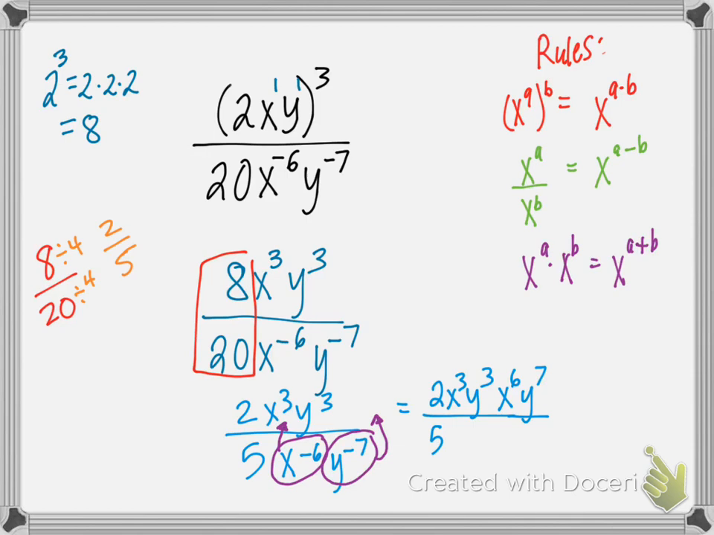All right, so taking a look at my numerator, I notice that I have base x here. And I'm using this rule because they're being multiplied together. So the rule says add the exponents. And I'm going to do the exact same thing for base y. They're being multiplied together, so I'm going to be adding the exponents. So my final answer here, I have 2x to the, well, I have 3 plus 6, so a total of 9. y to the 3 plus 7, a total of 10. And that's all over 5.